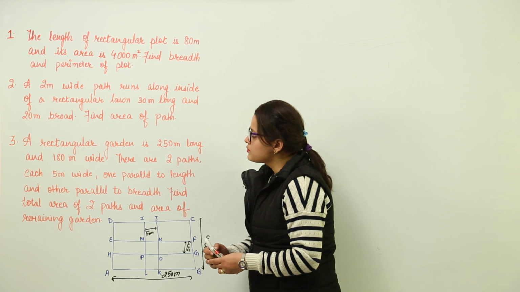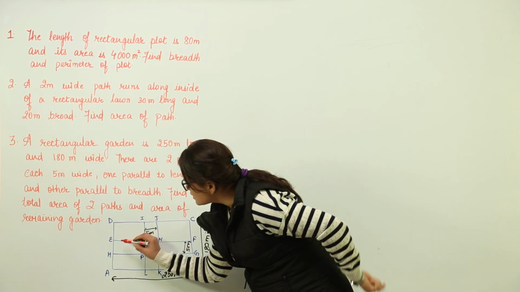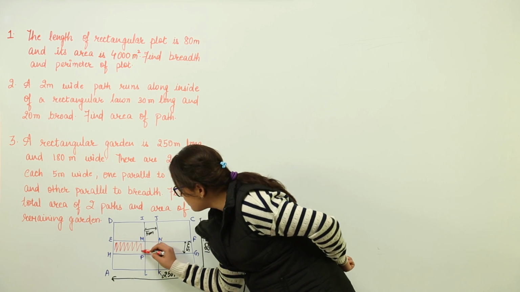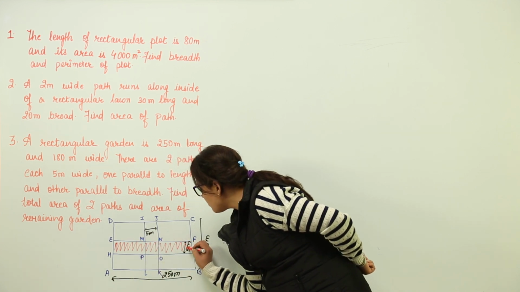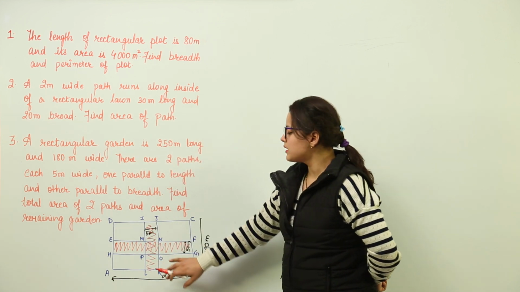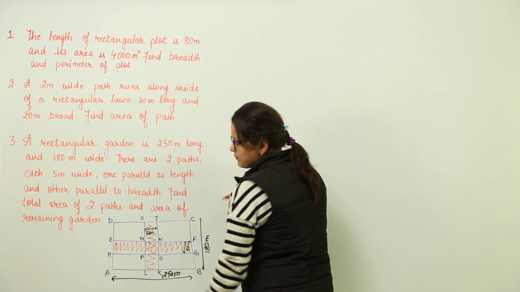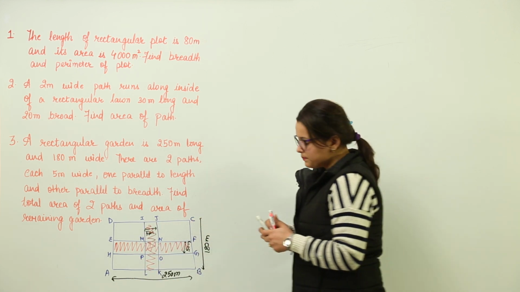Now what are we supposed to find? This is the area, that is this one. The paths have been constructed. So how much area the path occupies is to be found out, that is this one. And how much is the left part, that is these areas. So let us start doing this.